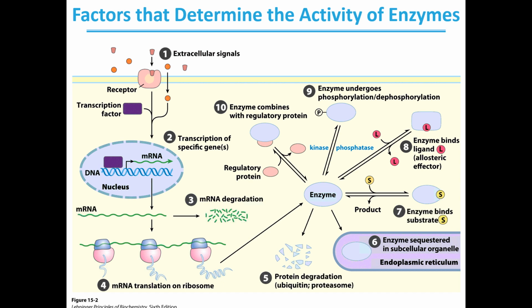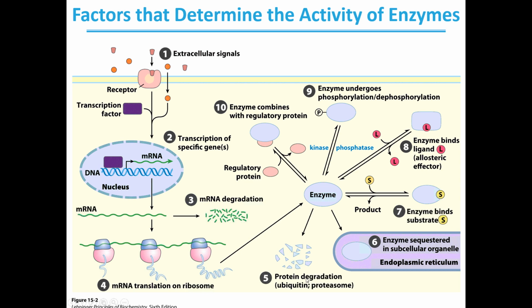So this picture gives you 10 different ways that we can affect the activity of an enzyme. Number one, we can use extracellular signals. We saw this some as we discussed the effect of insulin and how it can bind to a tyrosine kinase receptor and things of that nature. We can see an alteration in transcription of genes. Some of our extracellular signals are actually responsible for going into the nucleus and affecting whether or not those genes are transcribed. We can see mRNA degradation, or we can inhibit the mRNA translation on the ribosome. That can decrease the amount of protein and hence the amount of enzyme we produce.